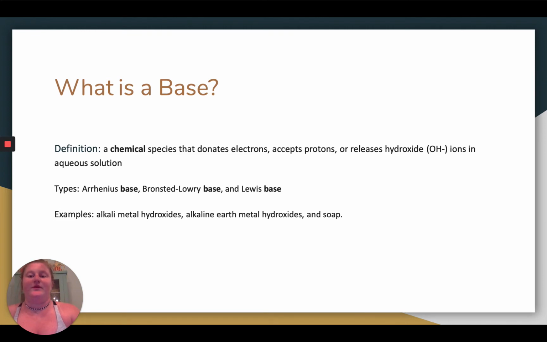Next, you need to know what a base is. The definition of a base is a chemical species that donates electrons, accepts protons, or releases hydroxide ions in aqueous solution. There are three types of bases as well, including Arrhenius bases, Bronsted-Lowry bases, and Lewis bases. Examples include alkali metal hydroxides, alkaline earth metal hydroxides, and soap.